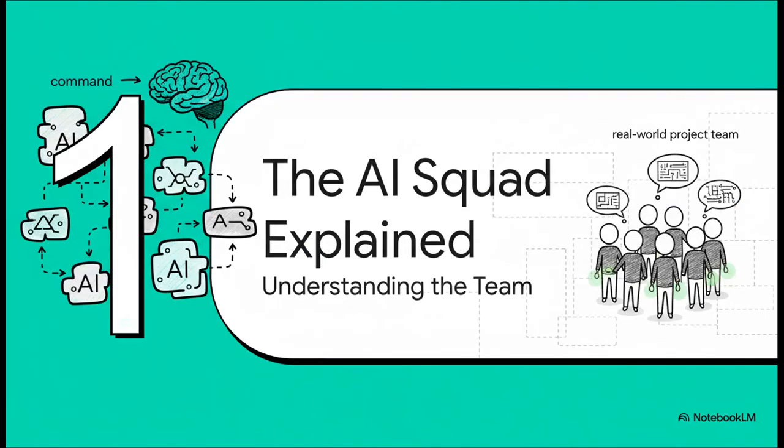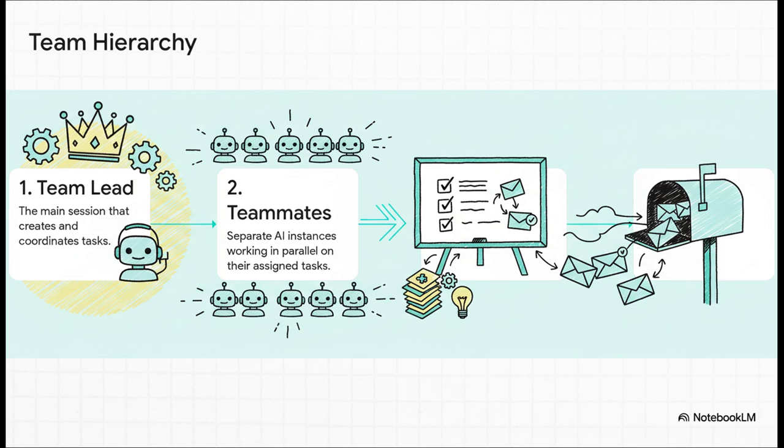Okay, first things first. Before we can command a team, we've got to understand how it's organized. The best way to think about it is just like a real-world project team, but running as a bunch of coordinated computer processes. The whole structure is actually super intuitive. You've got your team lead. This is basically the project manager, the main process that figures out what needs to be done. It creates a shared task list. Think of it like a Trello board.